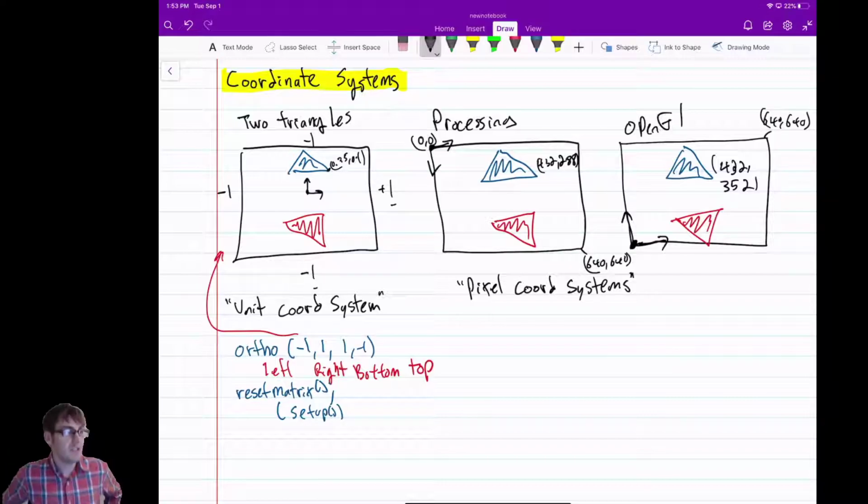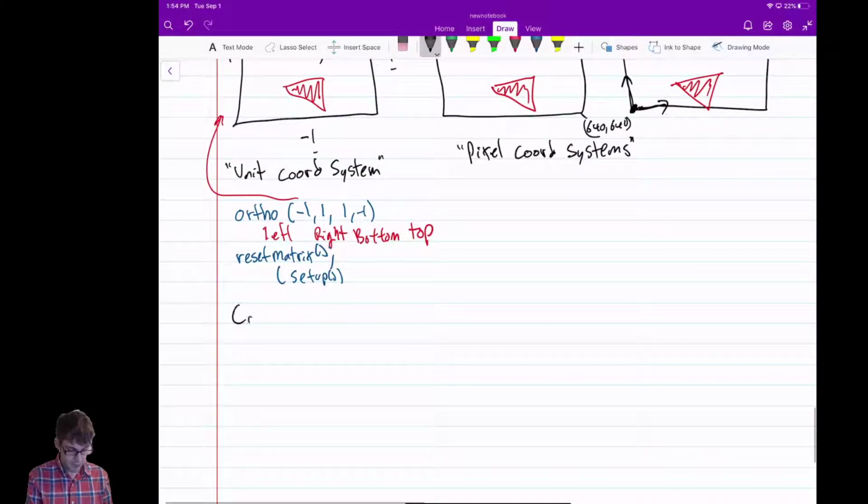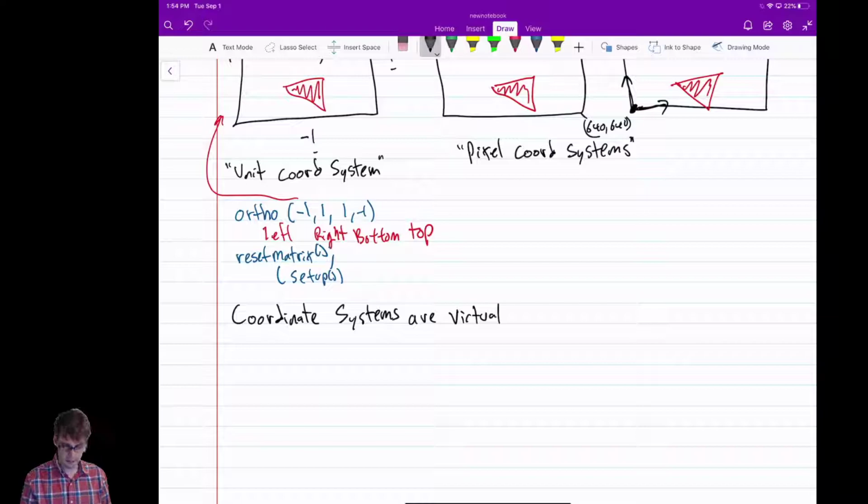Key message: you just need to know your virtual system. As we said before, coordinate systems are virtual. They're just made up. They're just for representing your data. They're all made up in computers. It's all in memory until it hits the physical raster.